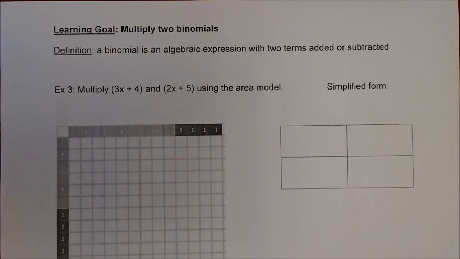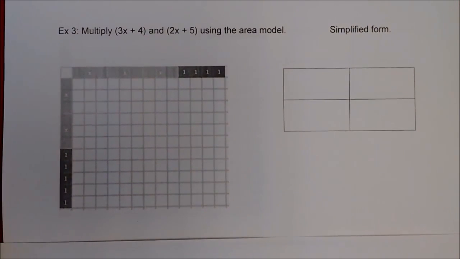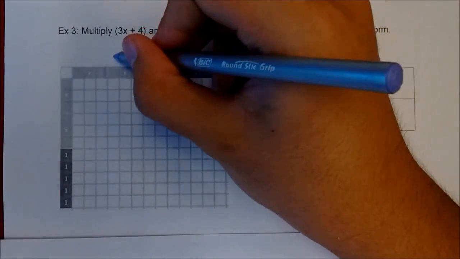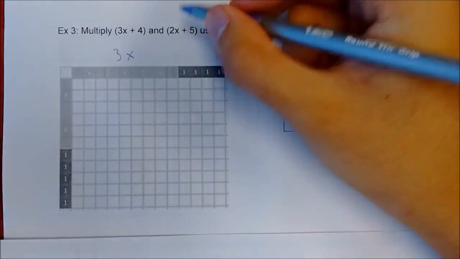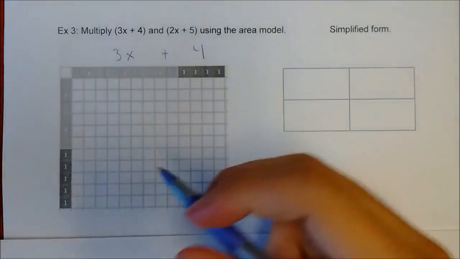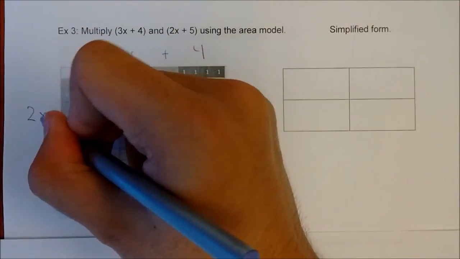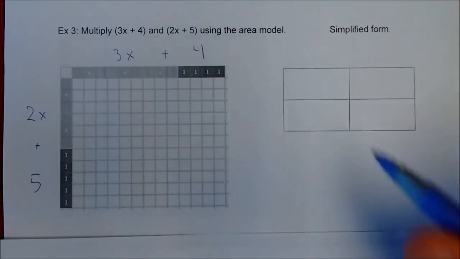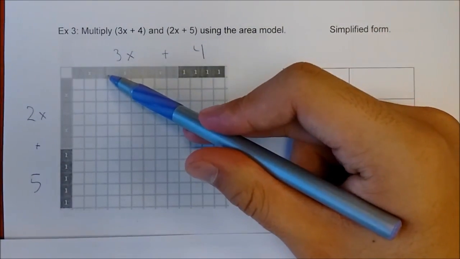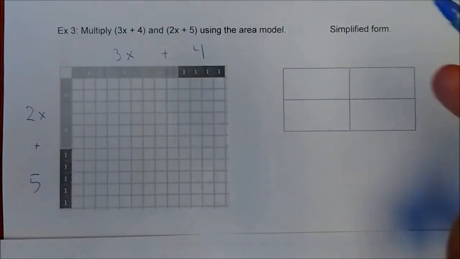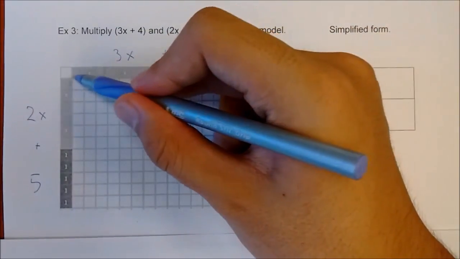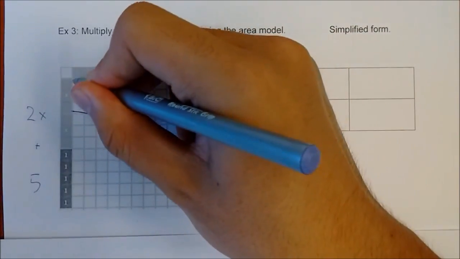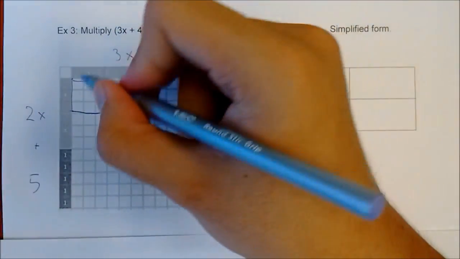And now we have our square, or rectangle rather, and we can write out the 3x plus 4 on the top and the 2x plus 5 on the left. And now instead of 10 blocks, we now have x blocks, and these are all the same. We can still make our squares here to make the first square, and x times an x is simply x squared.